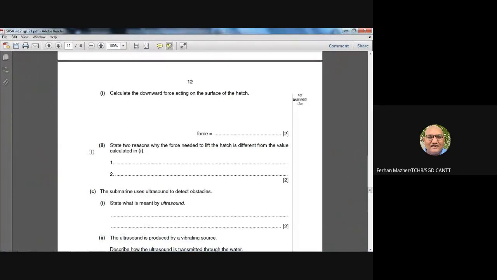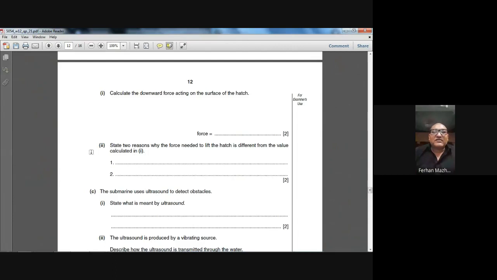State two reasons why the force needed to lift the hatch is different from the value calculated in the first part. When you actually try to open the hatch, the force required to open it will be more than the force you just calculated, which is trying to keep the hatch down. He's asking what can be the reasons why the force actually required will be different from the force which you just calculated.